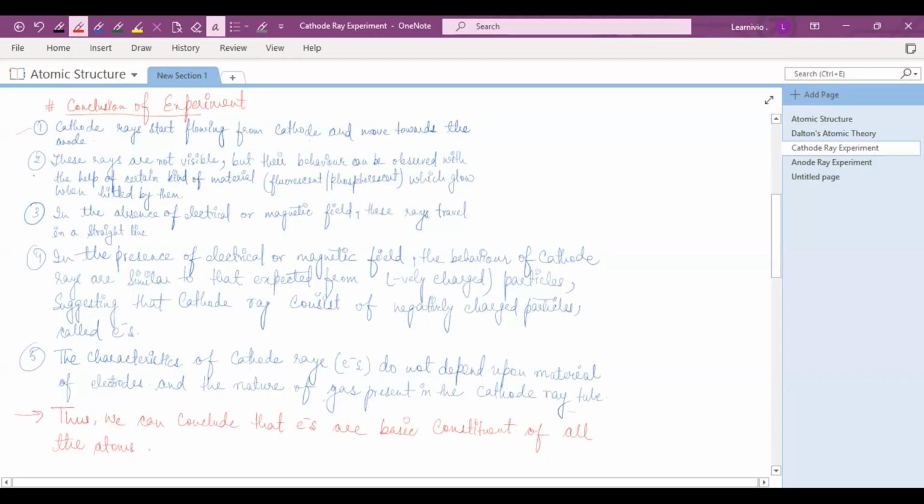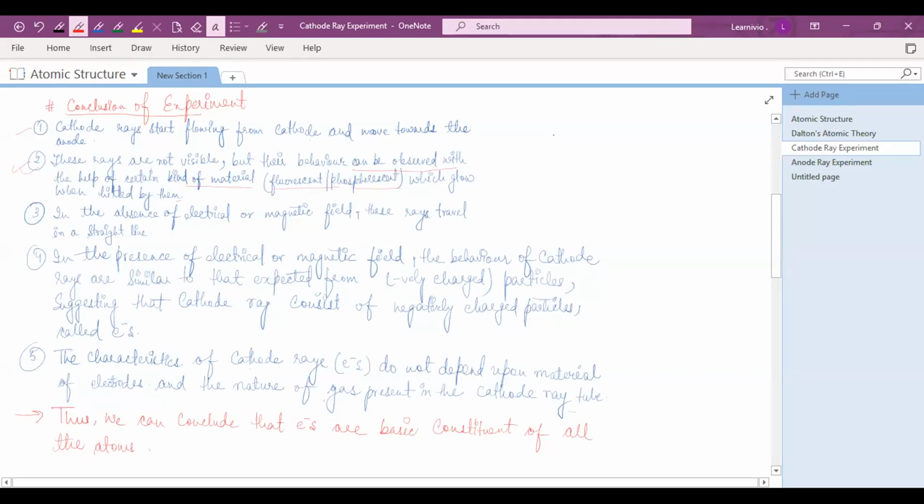Okay. Second, he observed that these rays are not visible by the naked eye. Okay, but their behavior can be observed with the help of certain kinds of material, which are fluorescent or phosphorescent material, right? So what are phosphorescent or fluorescent materials? These are the materials which glow when struck by some rays, right? So he observed that the rays are invisible. Yes, ma'am. Yeah.